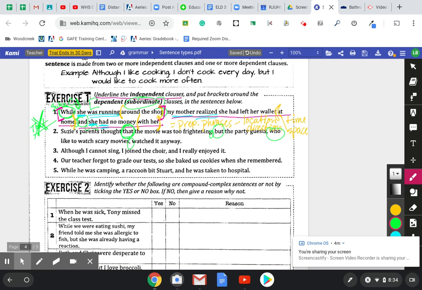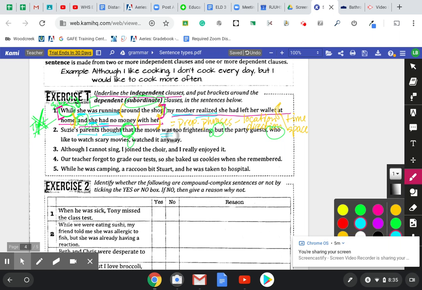All right, so now what did I say? Subjects and verbs. Susie's parents thought. Let's look at that first one. What's my verb? Thought. Who or what thought? Her parents thought. The movie was too frightening. What's my verb? Was. Who or what was? Movie was. Let's see. But the party guests who like to watch scary movies. What's my verb? Like to watch. Who or what like to watch? Party guests.